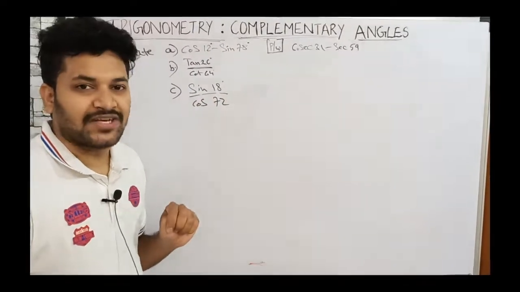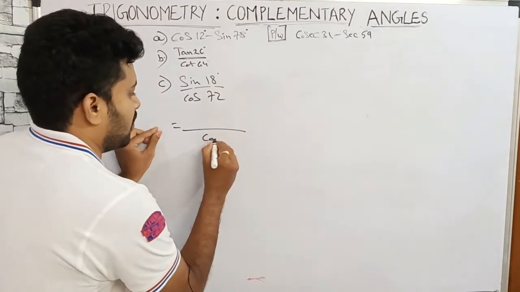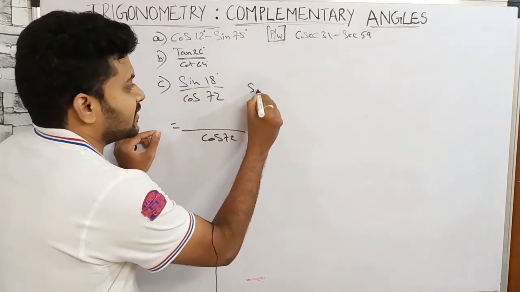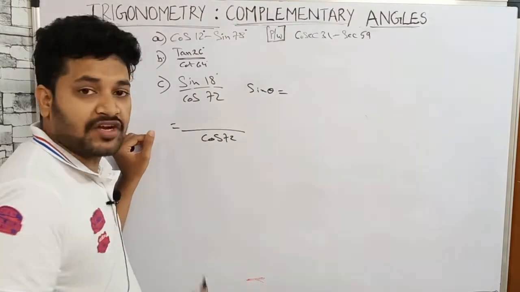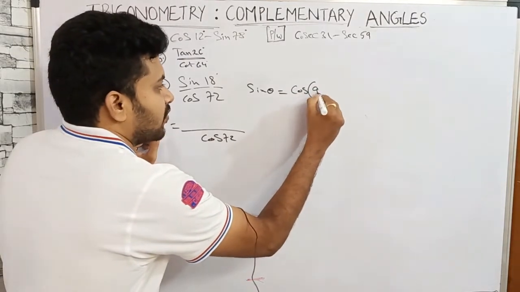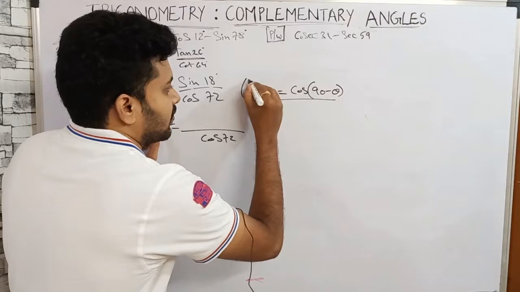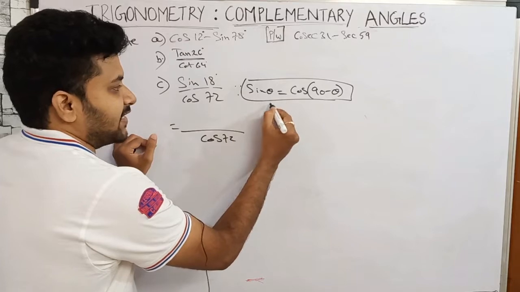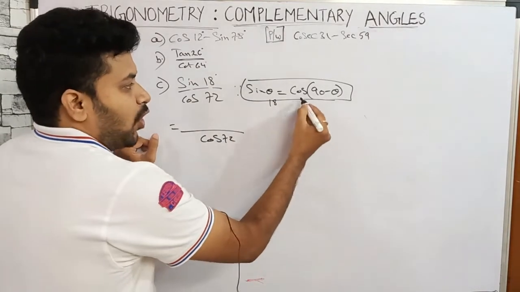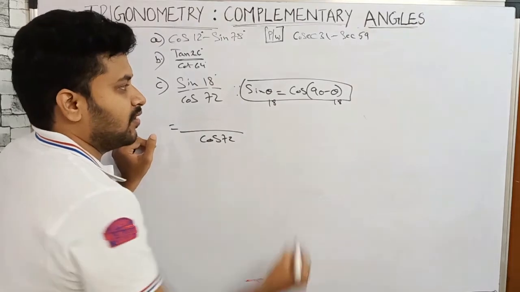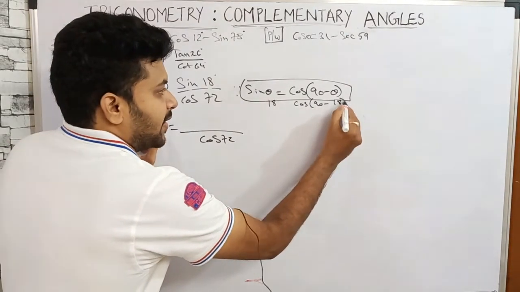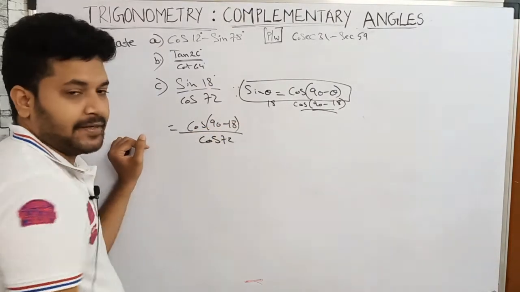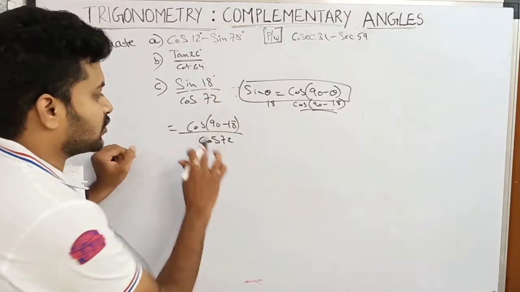Third sum: sin 18 by cos 72. The denominator I am copying exactly, cos 72. And here, sin theta is equal to what? First formula: sin theta is cos of 90 minus theta. So for sin 18, in place of theta you should write 18. Cos is the same, 90 is the same, so sin 18 is equal to cos of 90 minus 18.